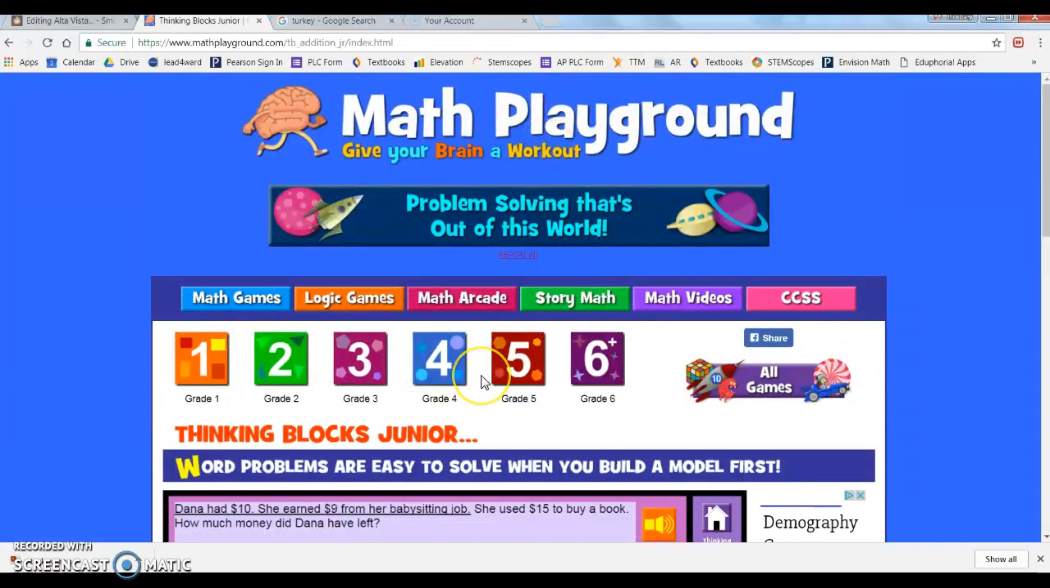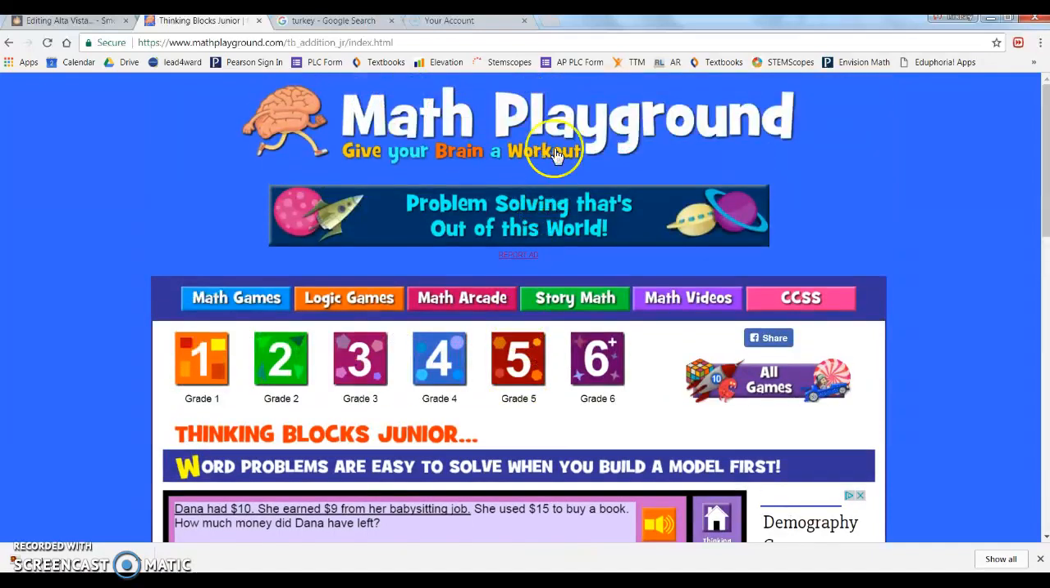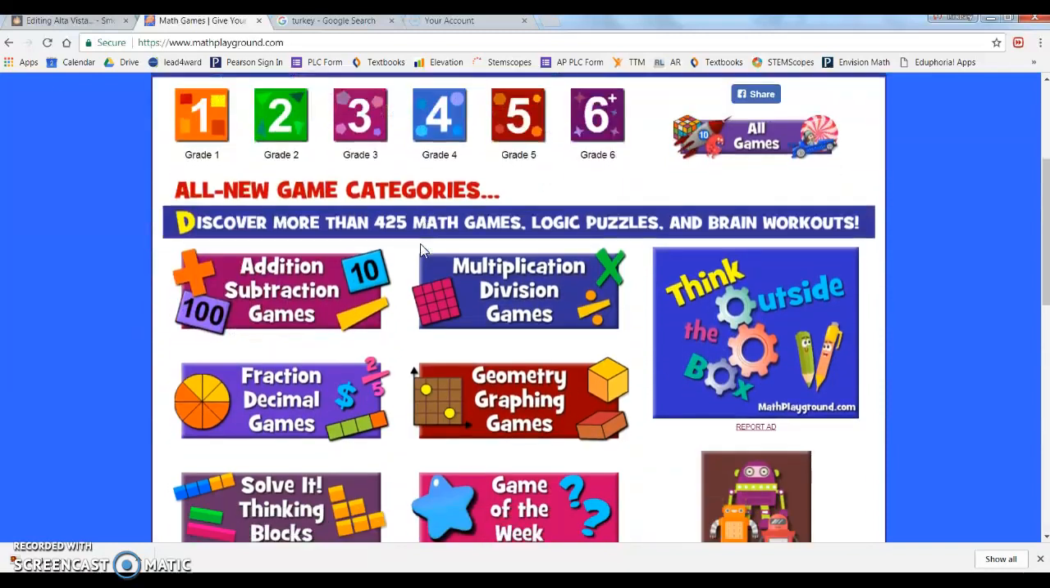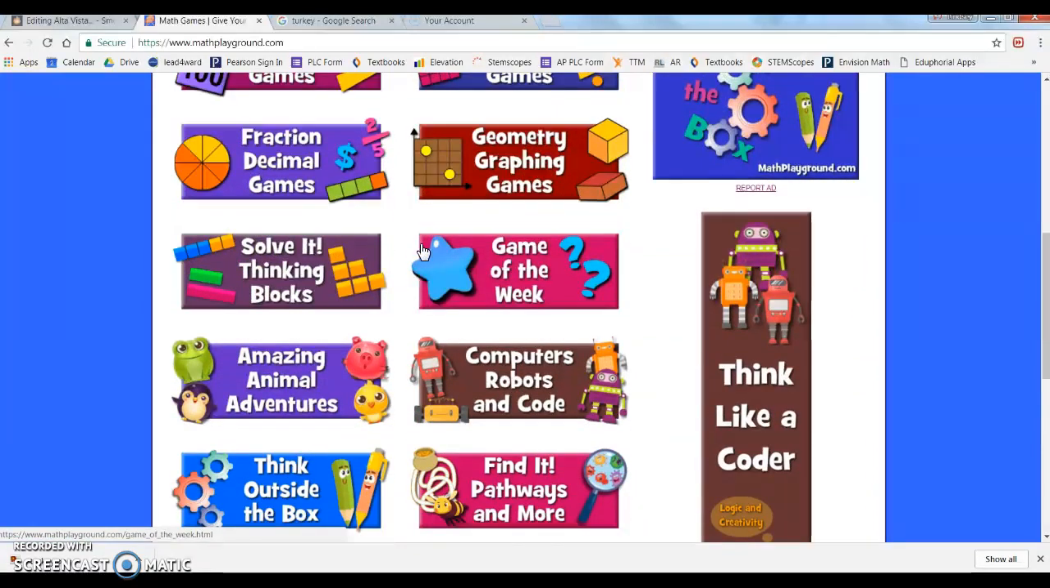So these Thinking Blocks are a great way for students to practice word problems, and they're practicing in a format that they've seen at school, which is called strip diagrams. So if your students have some time and they don't know what to do, I would highly recommend that you encourage them to check out mathplayground.com, where you will find lots of fun games that students can play to practice their math facts. Until next time, have a great November.